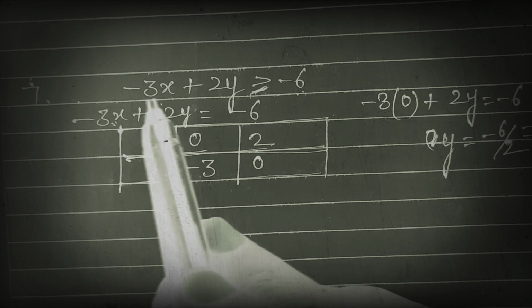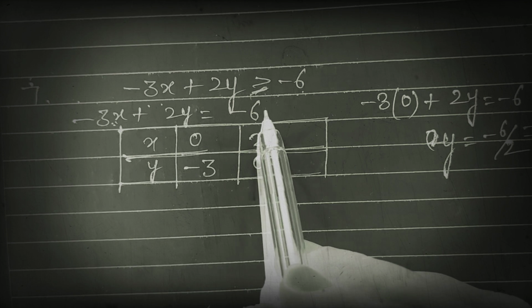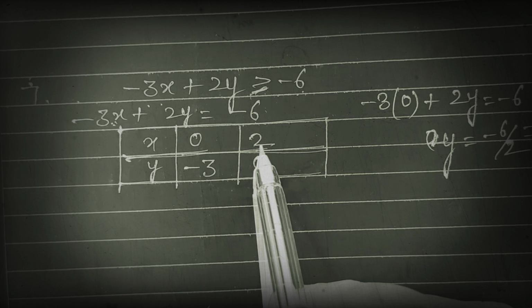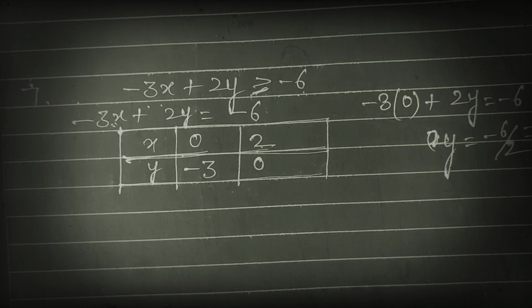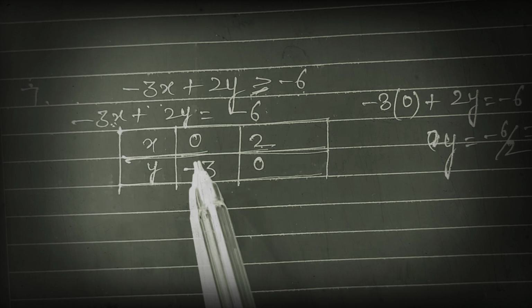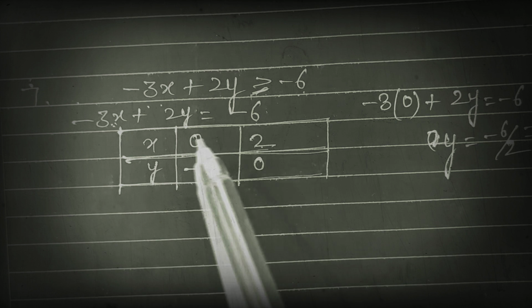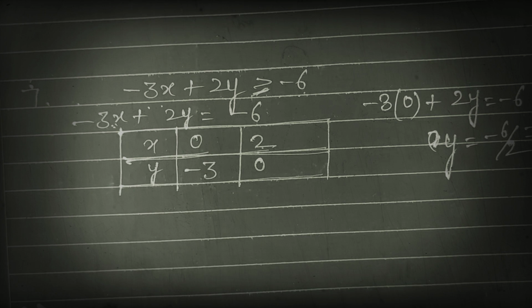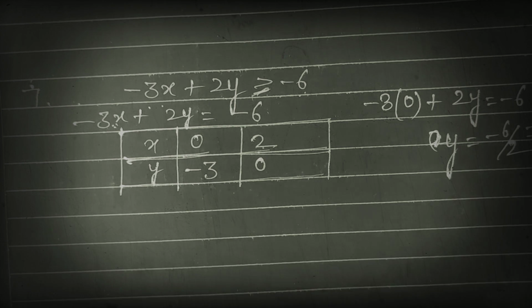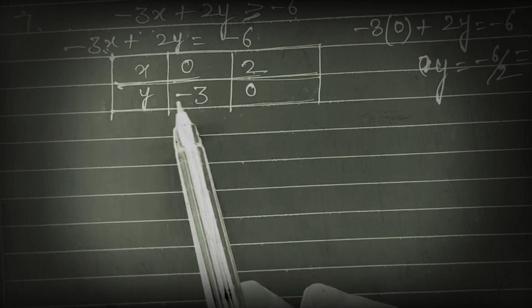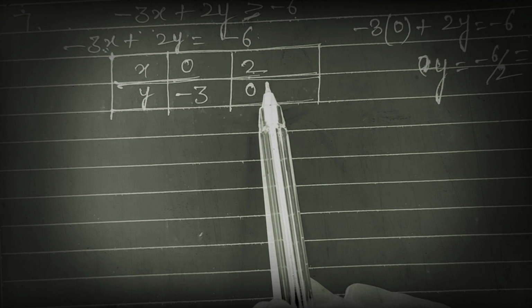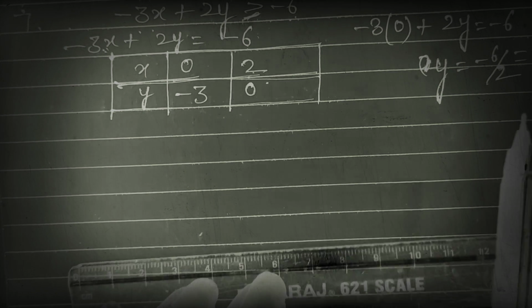If y is 0, it is minus 3x is equal to minus 6. Then we will get x is equal to 2. Is it clear? And you can take any point here. You can take 1, 2, 3, 4 the values of x, and you can find y here. As you wish, you can find 3 different points here. But here 2 points are sufficient because one is on the x-axis, other is on the y-axis. So draw the graph of this.